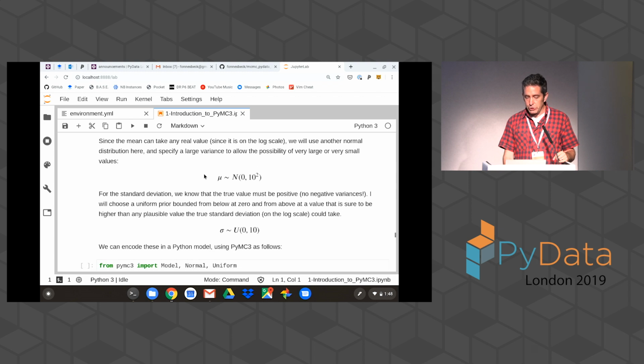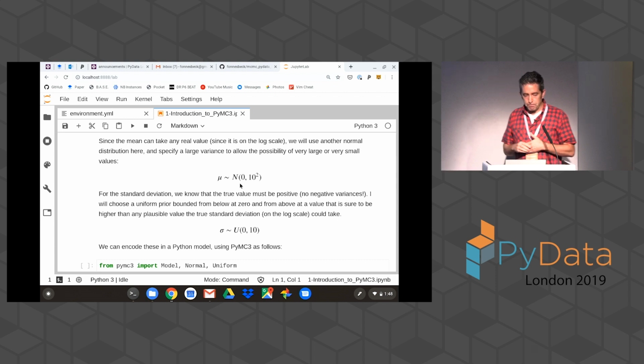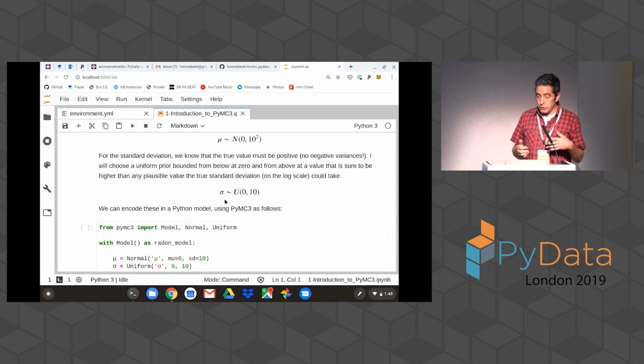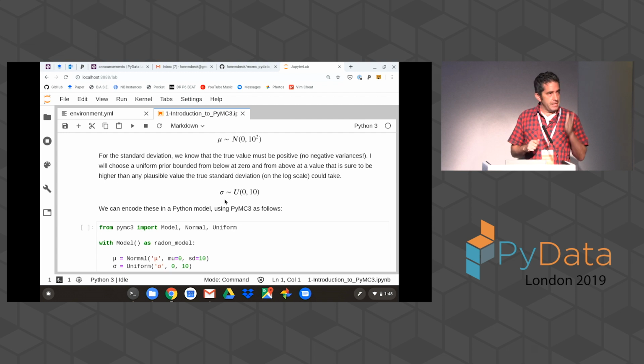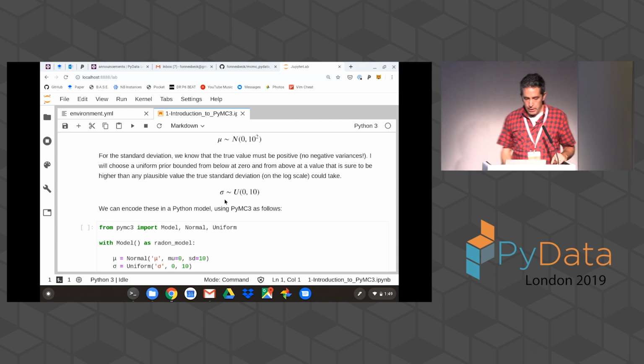So in this case, I'm going to choose, for the mean, a normal distribution centered on 0 with a standard deviation of 10. So it's a normal distribution, but it's a really, really wide one relative to our observations. And then for the standard deviation, it's got to be positive. So you can choose things like a gamma distribution or all sorts of half distributions: half normal, half Cauchy, half being the positive half. I'm going to choose a uniform with the minimum being 0 because it has to be positive, and then I pick some value that I know is way too big, that it will never be bigger than.